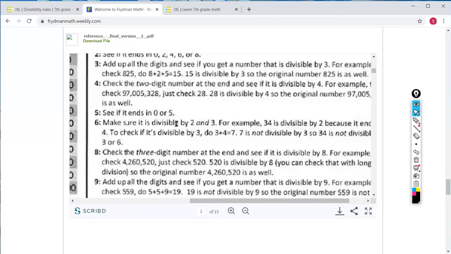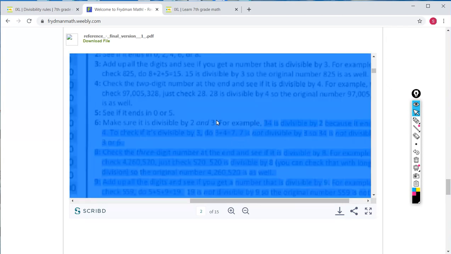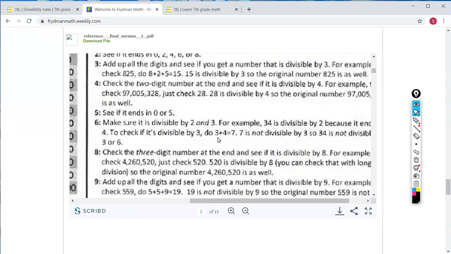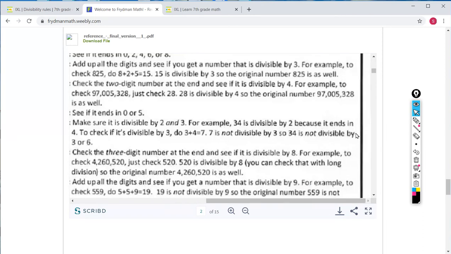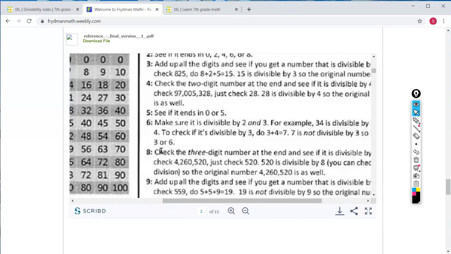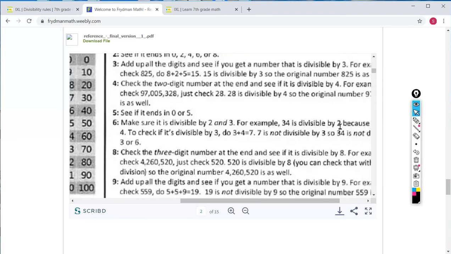So the other part of the rule is I have to also see if it's divisible by 3. To check if it's divisible by 3, we have to add up the digits, 3 plus 4, because our original number was 34. So 3 plus 4 is 7, and 7 is not divisible by 3. So 34 is not divisible by 3, and therefore also not divisible by 6. So even though it is divisible by 2, that's not enough. According to this rule, it's got to be divisible by 2 and 3.